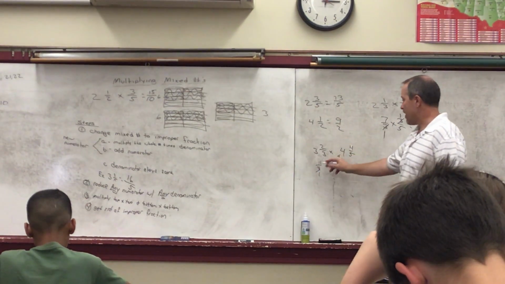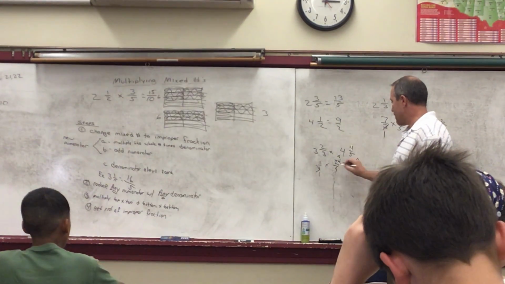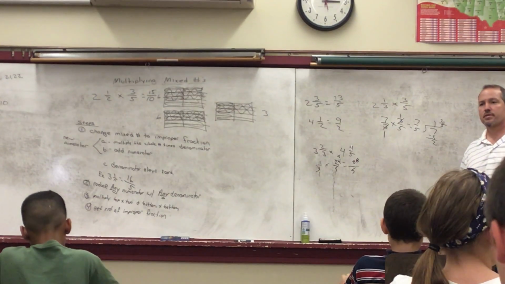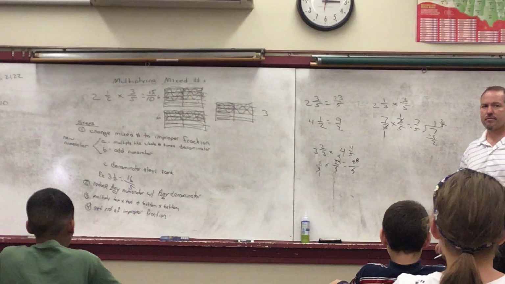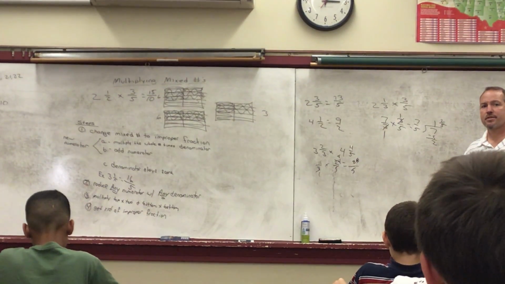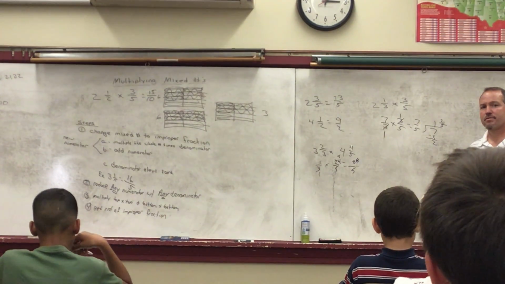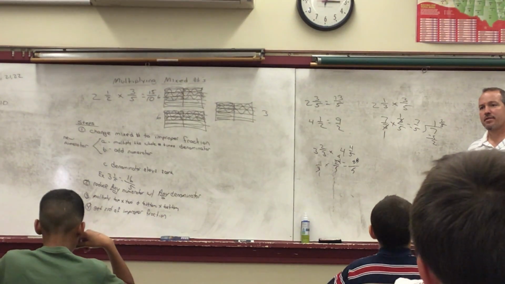When you multiply, 11 times 8 is 88. 1 times 5 is 5. Do we leave our answer like that? So what do we need to do, Declan? How do you get rid of an improper fraction? Steph, divide the top by the bottom.